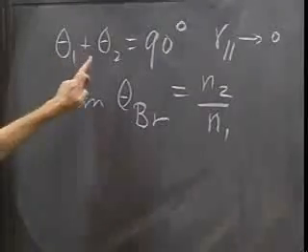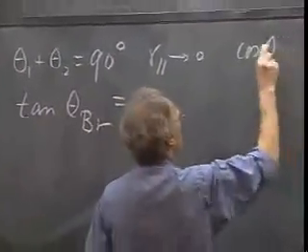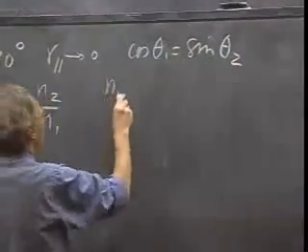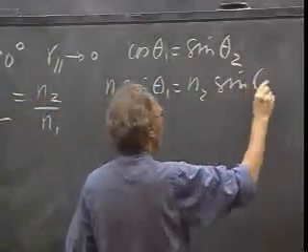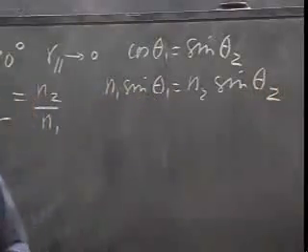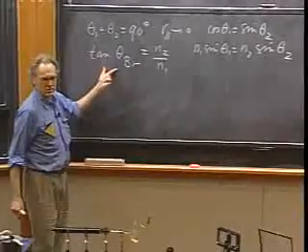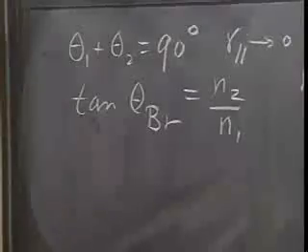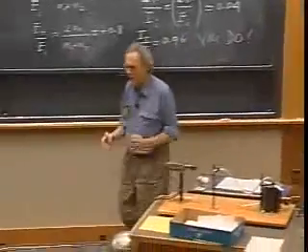For one thing, if theta 1 plus theta 2 is 90 degrees, then the cosine of theta 1 is the sine of theta 2. That's high school. But n1 times sine theta 1 is n2 times the sine of theta 2. That's my countryman Snell. And if you combine these two, in 30 seconds you can prove this. And so, this is the angle that will automatically give you that theta 1 plus theta 2 is 90 degrees. And that, of course, is so wonderful to demonstrate, and I can demonstrate that in various ways.